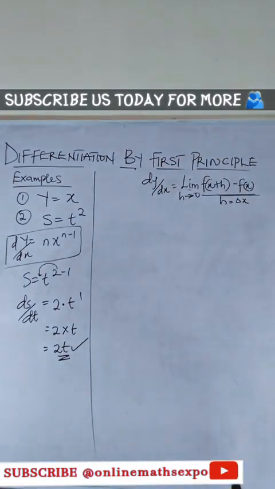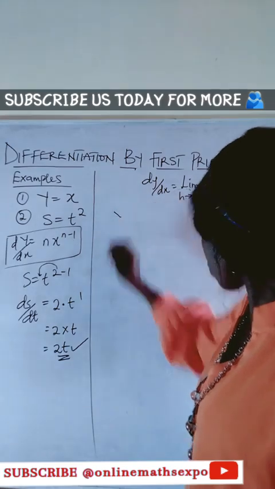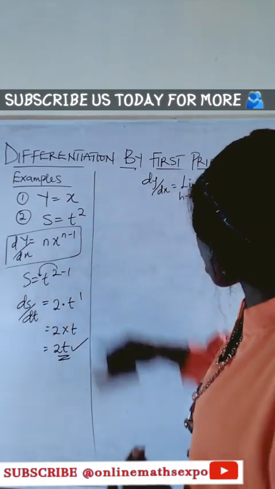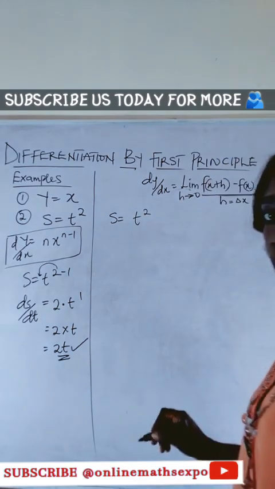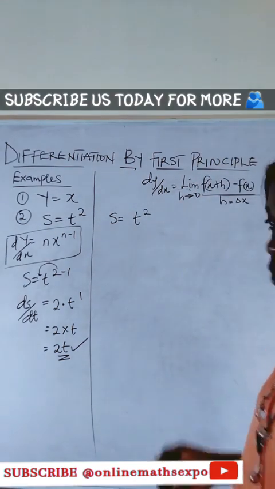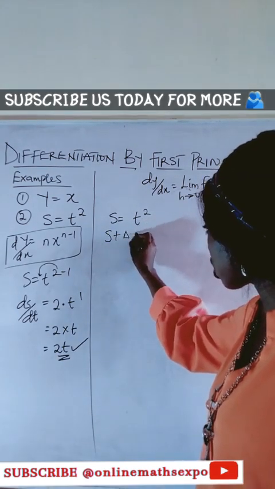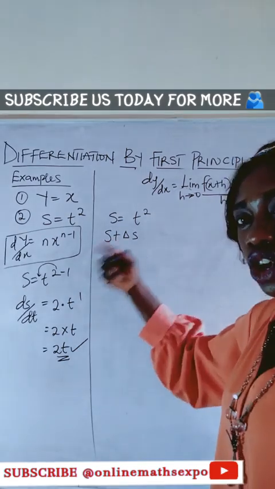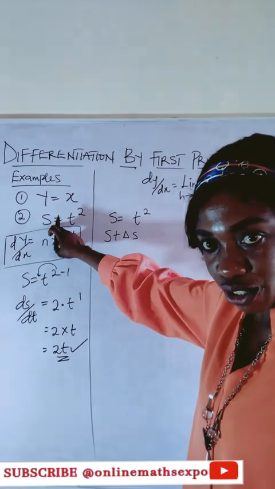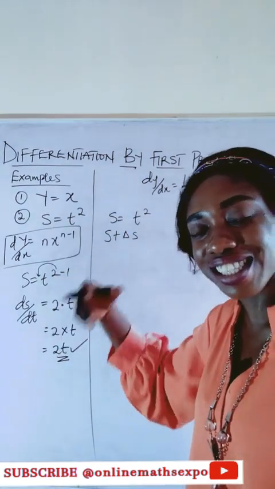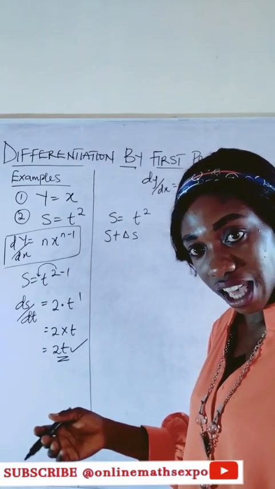Now let's look at it using the first principle. So we are going to have s is equal to t squared. Okay, as we said earlier, introduce your change. So this will be s plus change in s. I hope you are seeing how we are changing. You can change the variables according to what you are given. So it's not always the y, it can be change in s, or change in y over change in x.